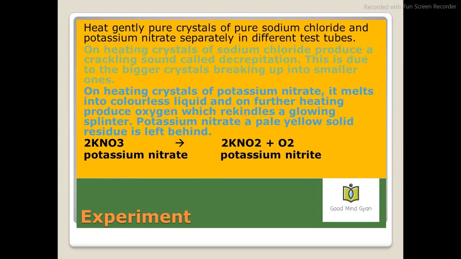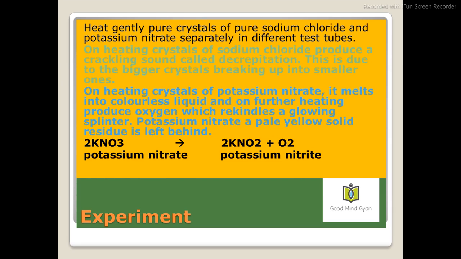Now let us see one more experiment. Just heat gently pure crystals of pure sodium chloride, that is NaCl, and potassium nitrate, that is KNO3. Take them in two different test tubes and heat them. What will you observe with the NaCl crystals? They will produce a crackling sound which is called decrepitation. It is due to the bigger crystals breaking up into smaller ones.